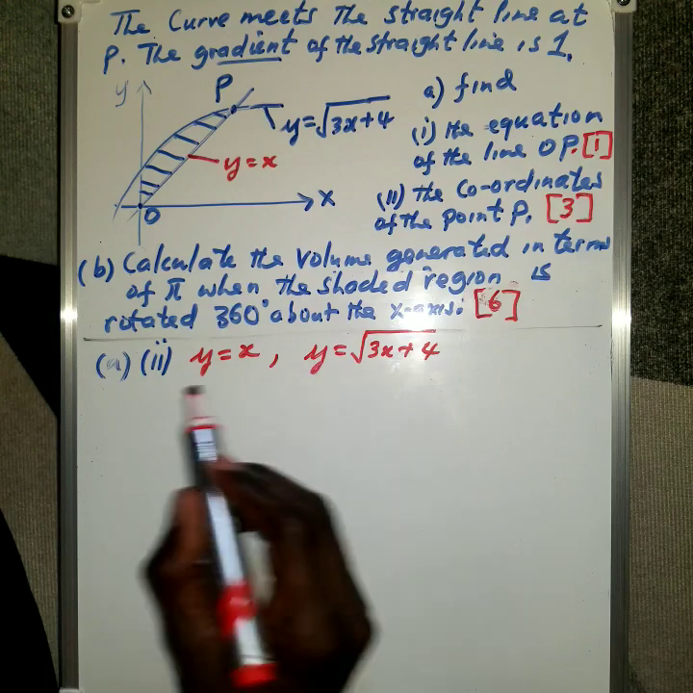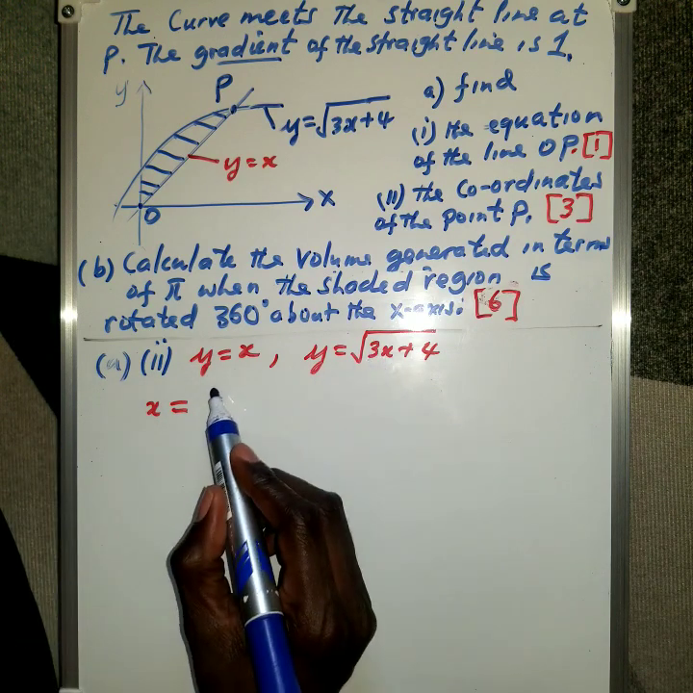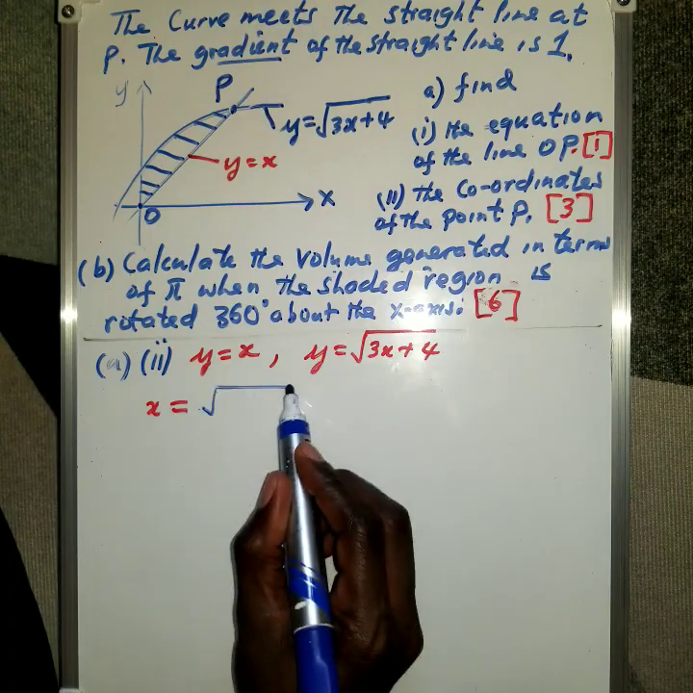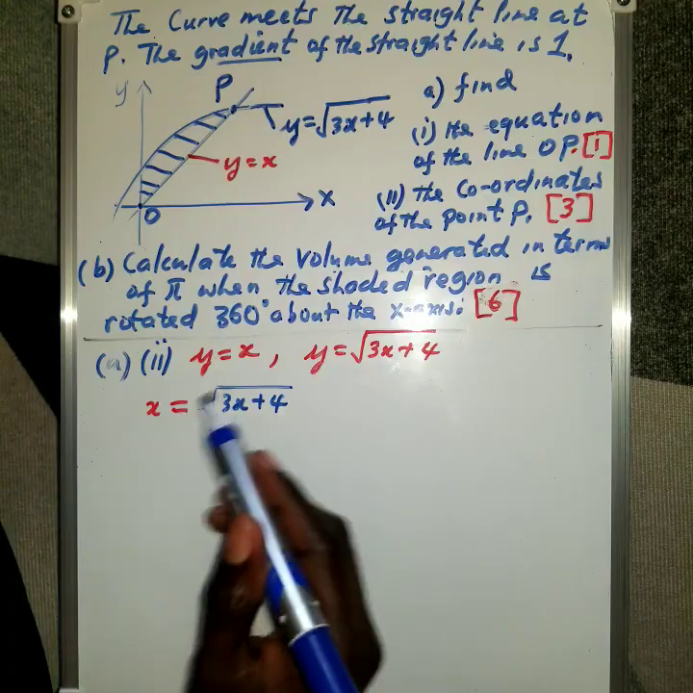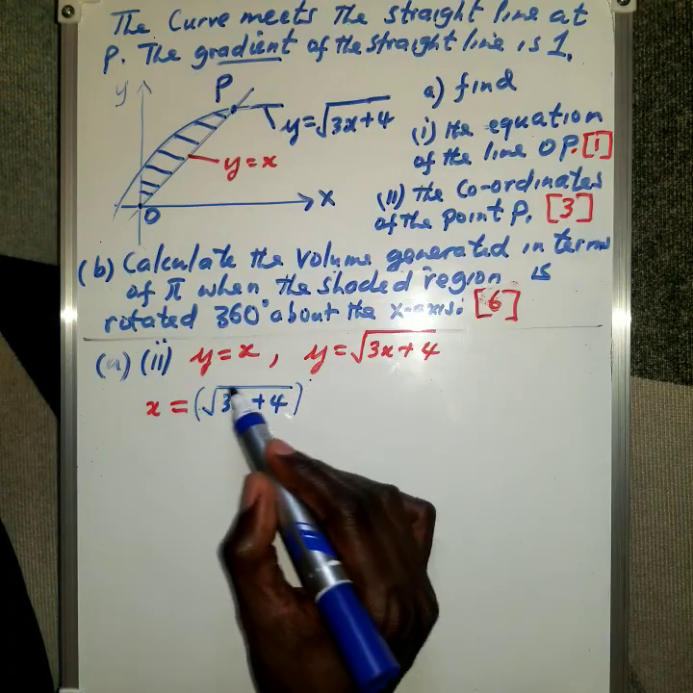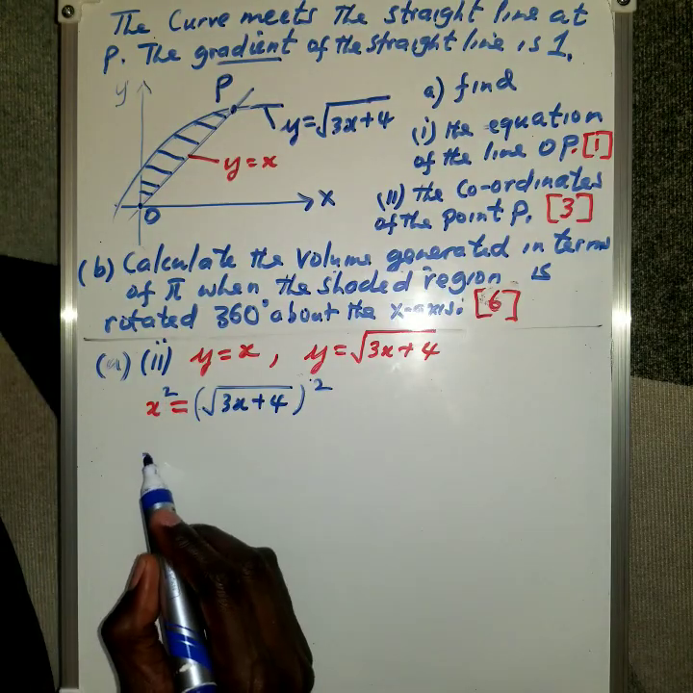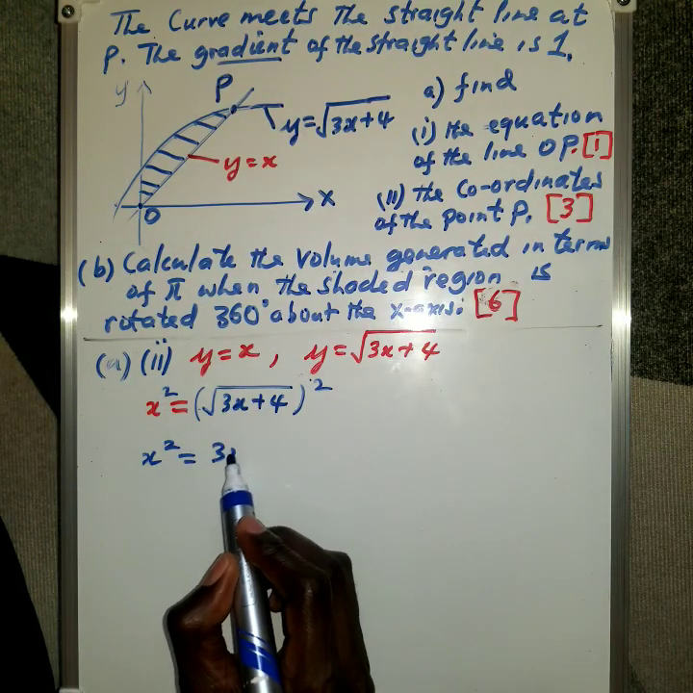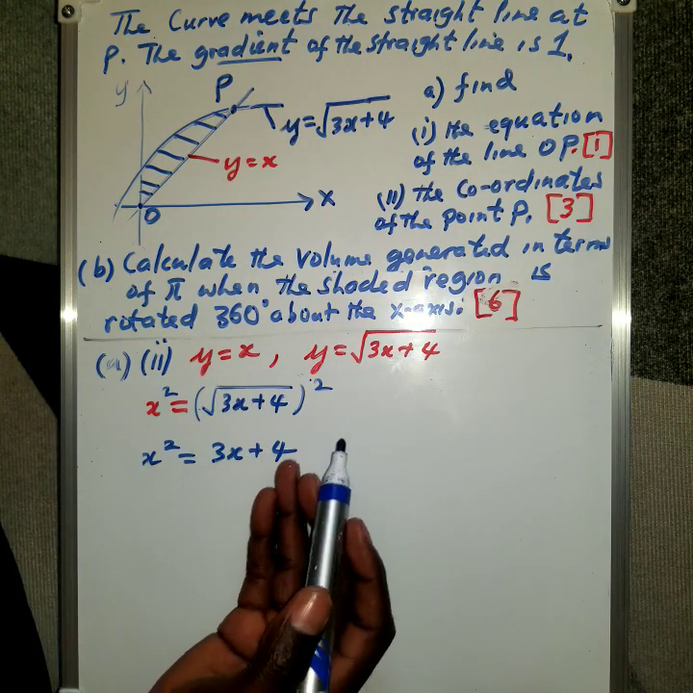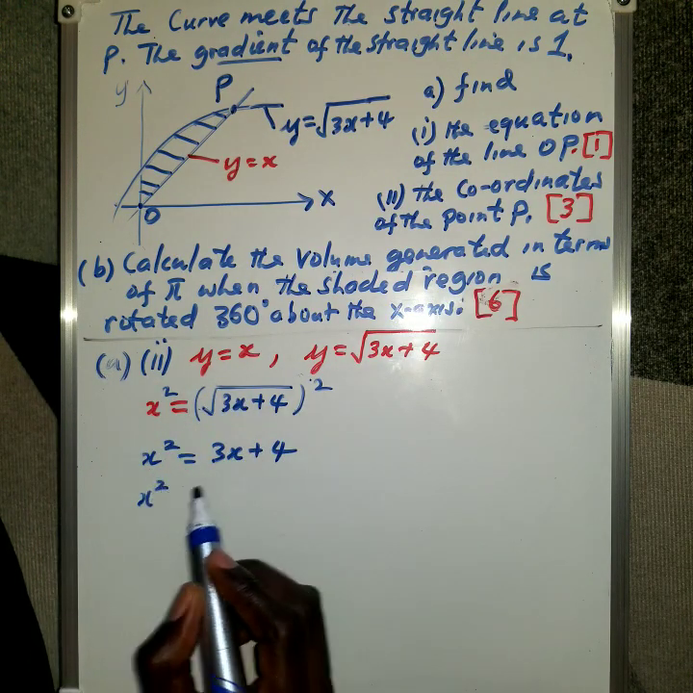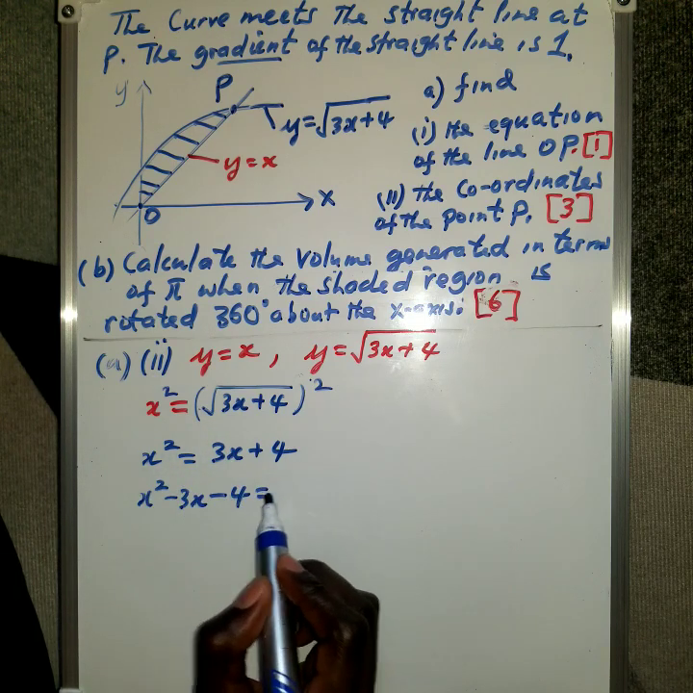So it simply means that I can say x is equal to the root of 3x plus 4. Now remember, to get rid of this square root, you need to introduce a square. What I do this side, I will do the other side. So it will be x squared is equal to 3x plus 4. Then we can get the terms to one side. This is x squared. When this goes the other side, it will be minus 3x minus 4 is equal to 0.